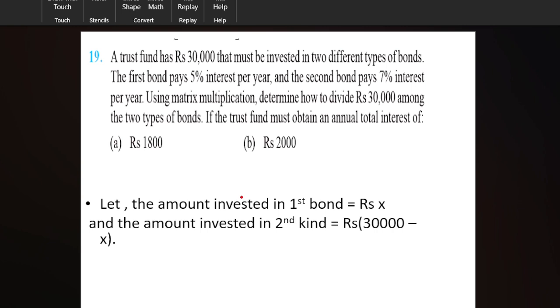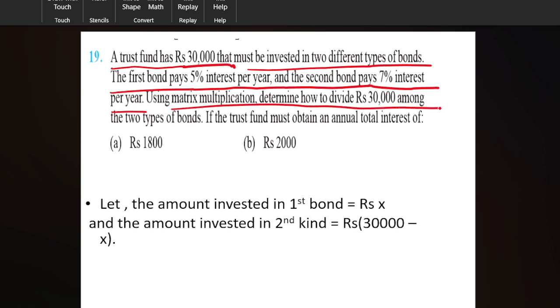Next, we can do some word problems by using the matrix method, which is very easy. Now here you see is a textbook problem. A trust fund has 30,000 rupees, which must be invested in two different types of bonds. The first bond pays 5% interest per year, and the second bond pays 7% interest per year. Using matrix multiplication, determine how to divide 30,000 among the two types of bonds.